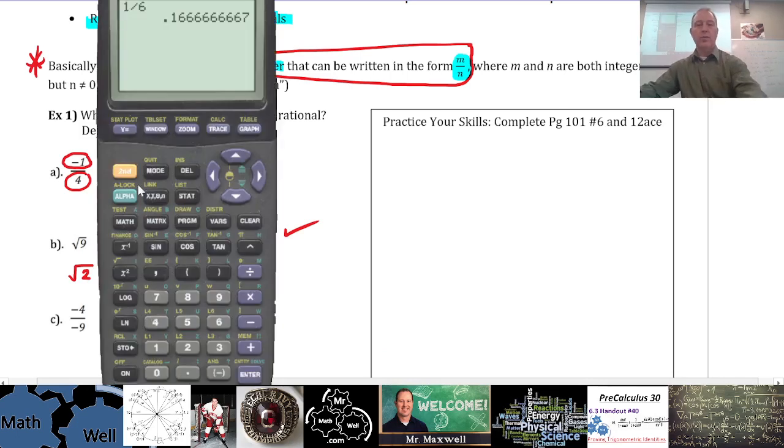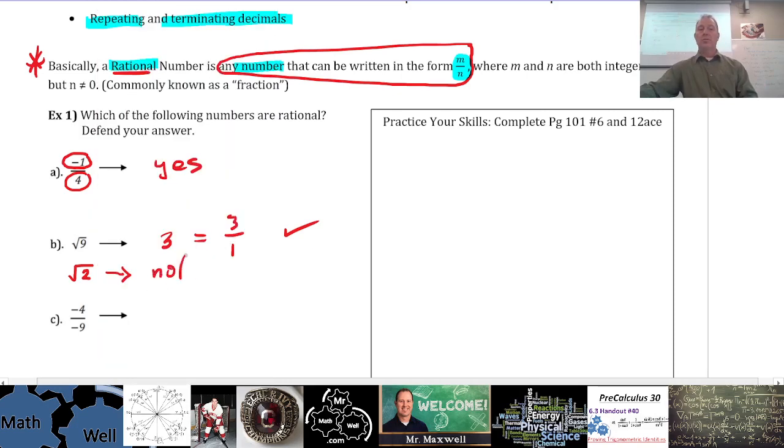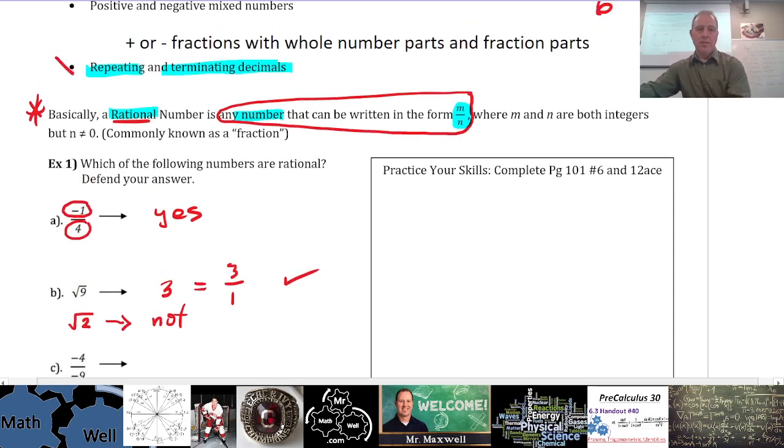So if we do square root of 2, 1.4142135562, it does not appear to end. We don't know for sure, but it does not appear to end. So we could safely guess this is non-terminating, and there's no bits of this that repeat. Okay? So root 2 is not a rational number. It's not repeating or terminating.